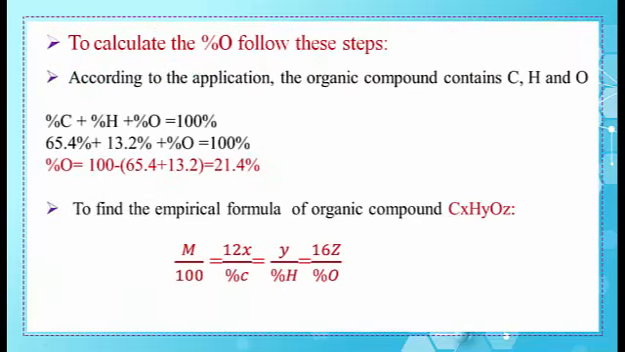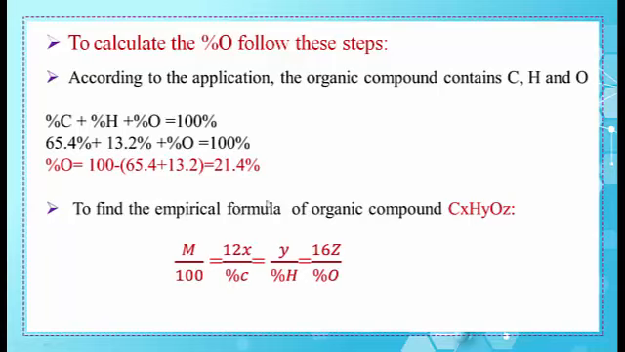Now, to calculate the percentage by mass of oxygen, follow these steps. According to the application, the organic compound contains carbon, hydrogen, and oxygen only. We found the percentages of carbon and hydrogen, then we can find the percentage by mass of oxygen. Since the sum of the percentages by mass is equal to 100%, then the percentage by mass of oxygen is equal to 100 minus 65.4, which is the percentage by mass of C, plus 13.2, which is the percentage by mass of hydrogen, equal 21.4%.